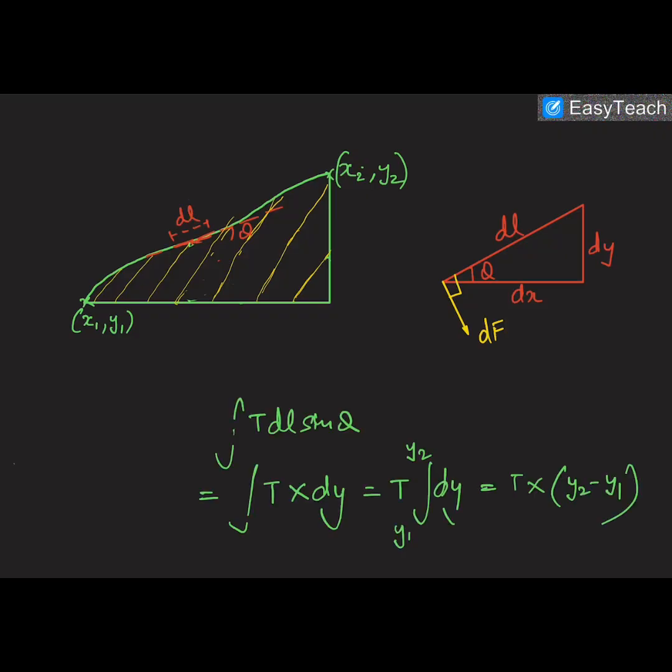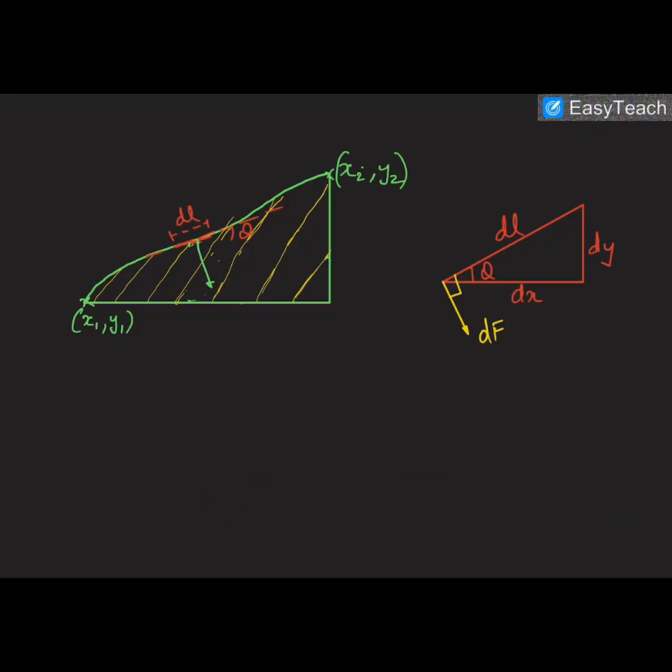This is df, and this angle is, let's suppose, theta. So the component of df in the downward direction will be df cos theta, and this component will be df sin theta. And df will be equal to, let us imagine that there are two free surfaces above and below this liquid film, so the surface tension will be 2T and the length is dl.